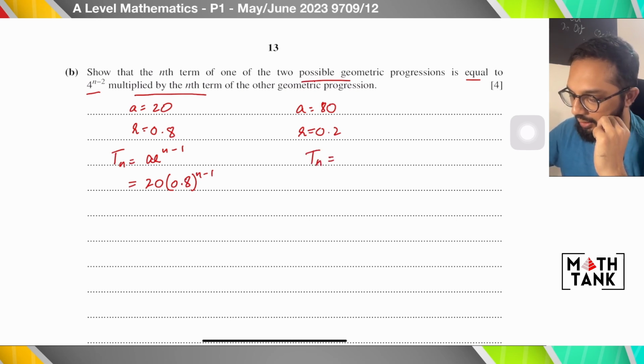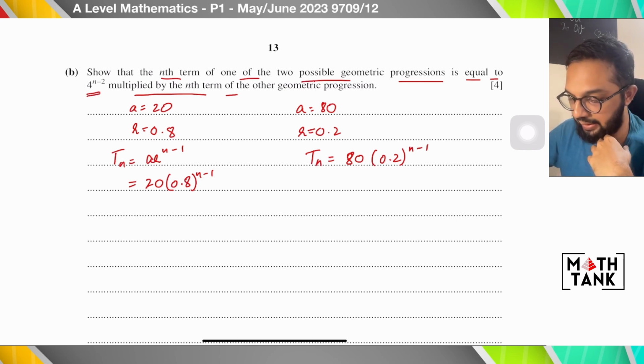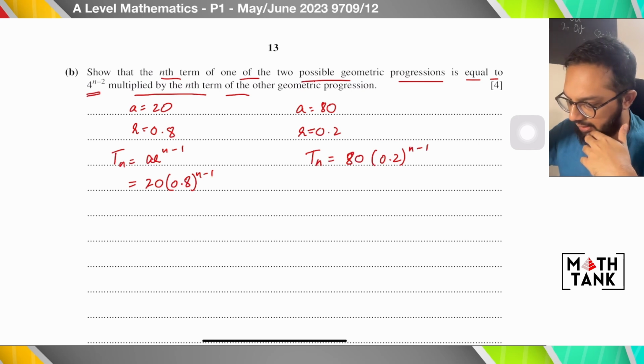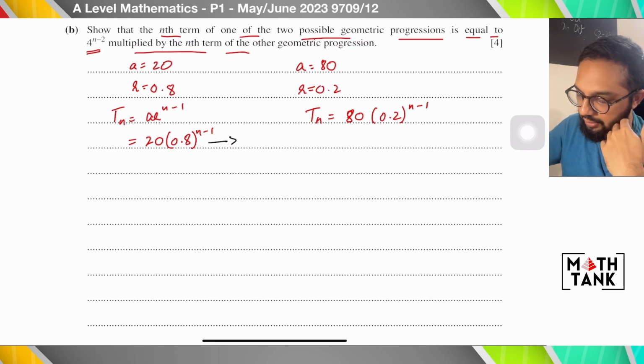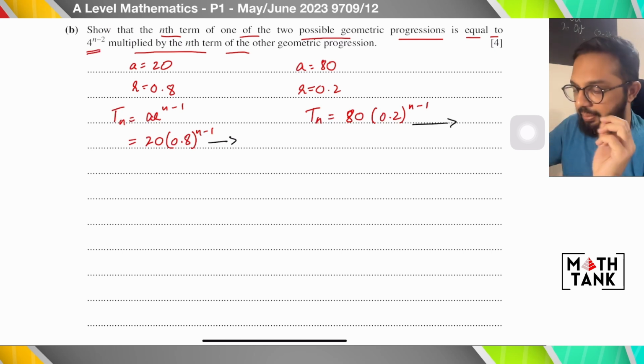And this one is going to be 80 times 0.2 power n minus 1. It says show that the nth term of one of the two possible geometric progressions is equal to 4 power n minus 2 multiplied by the nth term of the other geometric progression. So one term is definitely going to be larger than the other one. I can't really decipher from my calculations. So let's take this first geometric progression and divide them by the second and see what we get. Do we get the multiple 4 power n minus 2? That's what the question is asking you.